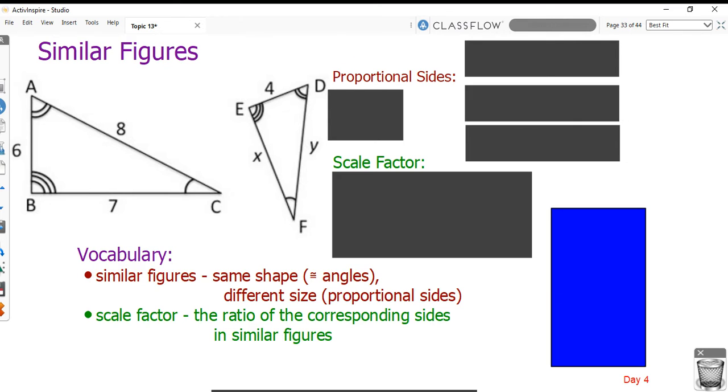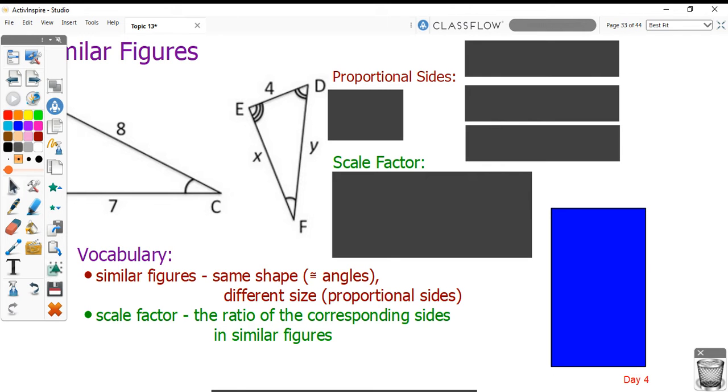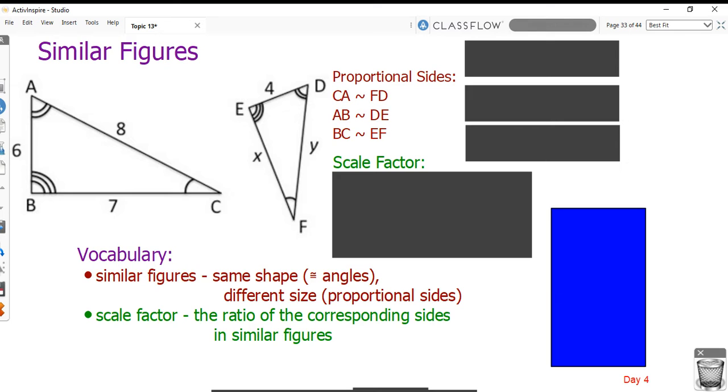Okay, and that's the point of similarity, is that not only do they have different sizes, the side lengths, because of those angles being the same, the side lengths are directly proportional to each other. Okay, so as you look at this particular picture, you've got proportional sides that correspond to each other. CA and FD, AB and DE, BC and EF, those are all sides that match up and correspond with each other. And they are all related by what we call a scale factor. Okay, a scale factor is the ratio of corresponding sides.